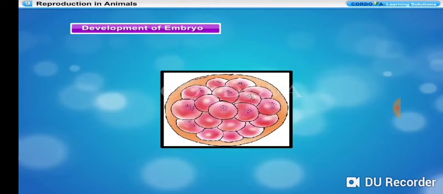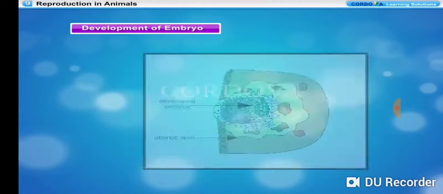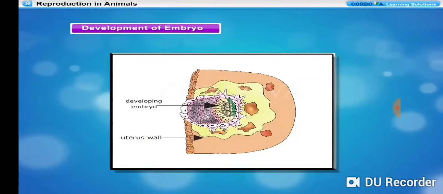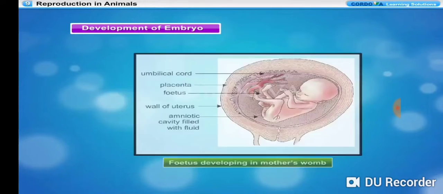The embryo continues to develop in the uterus. It gradually develops body parts such as hands, legs, head, eyes, ears, etc. The stage of the embryo in which all the body parts can be identified is called a fetus. The fetus is attached to the uterus by a special structure called the placenta via the umbilical cord. The placenta provides oxygen and nutrients to the fetus and also removes waste.